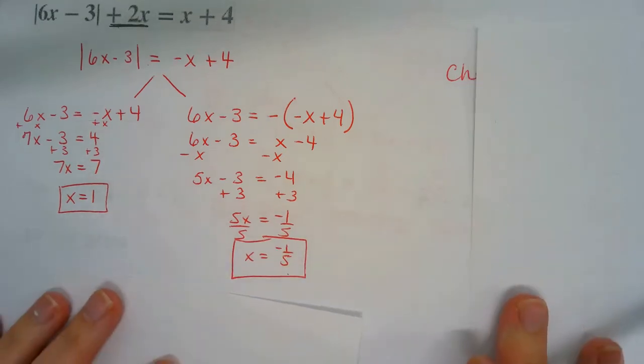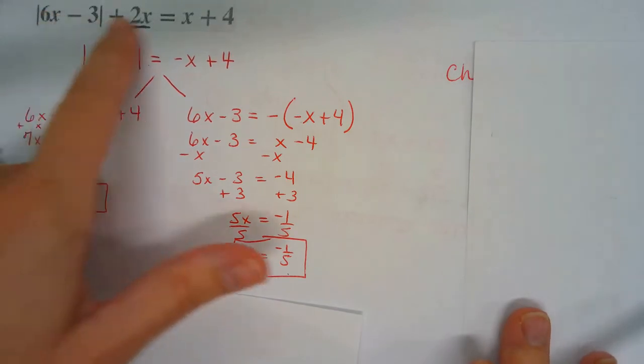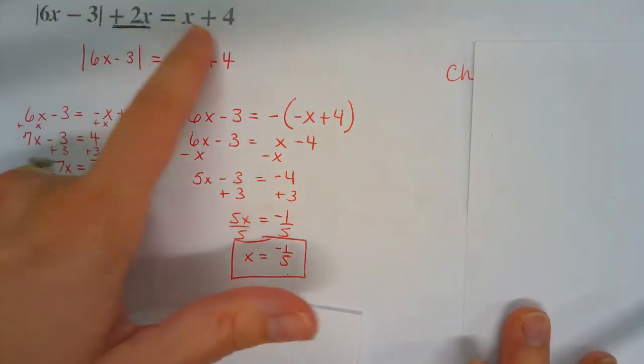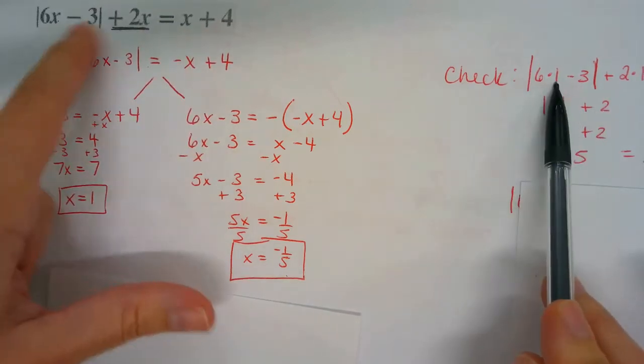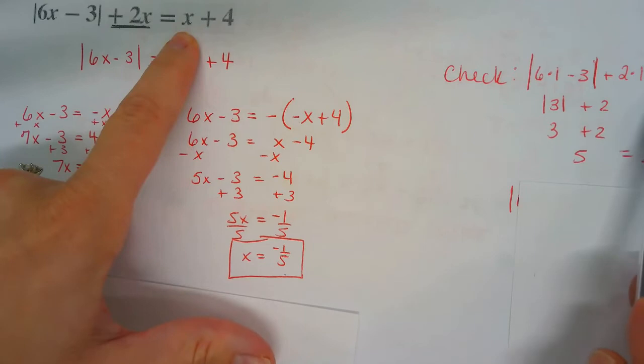Again, you have to go back and check your answers. So you have to go back to the original, and everywhere there's an x, you have to plug in those numbers. So I put in 1 for this x, that x, and this x over here.